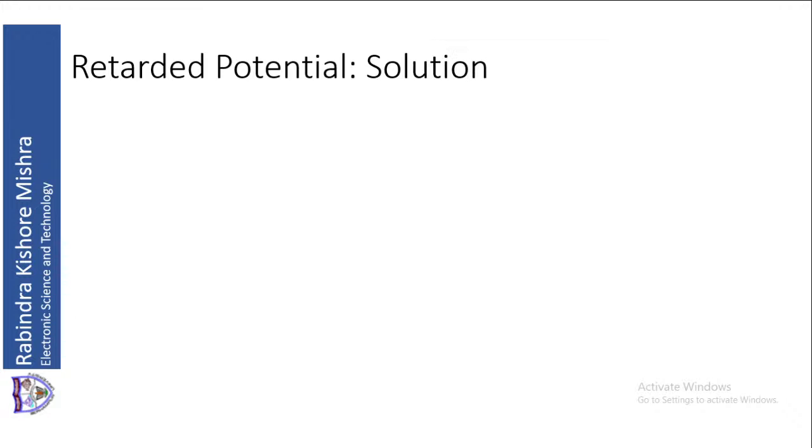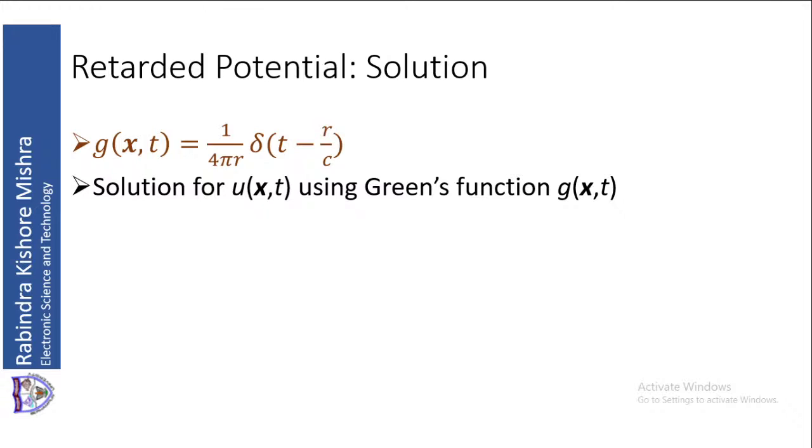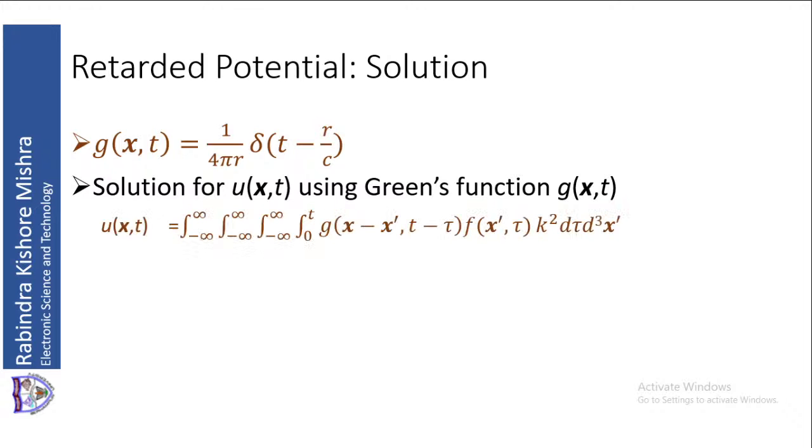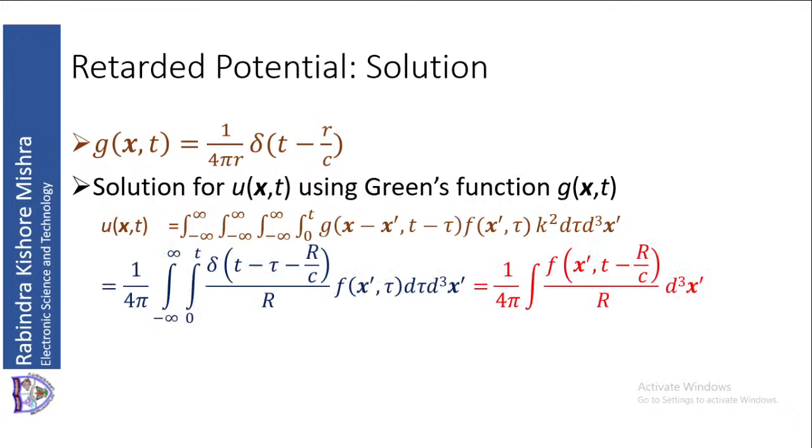Now we look at the solution for retarded potentials. The solution for the retarded potential is the Green's function. If you look at the wave equation, the solution is given by the Green's function that we have already seen earlier, when we discussed how to find the Green's function for potentials. So G(x,t), the Green's function, is equal to 1 by 4 pi r delta, where delta is the Dirac delta function, delta of t minus r by c.